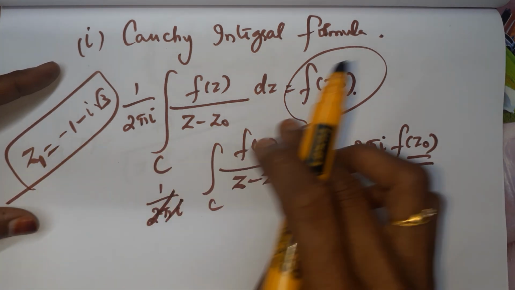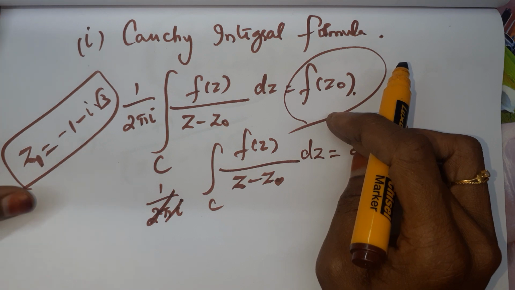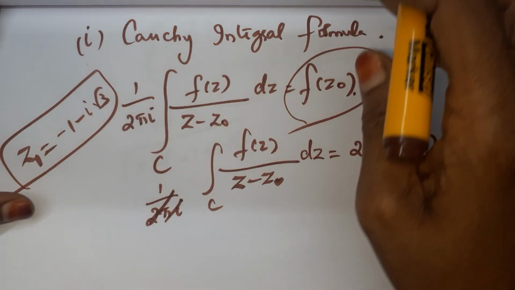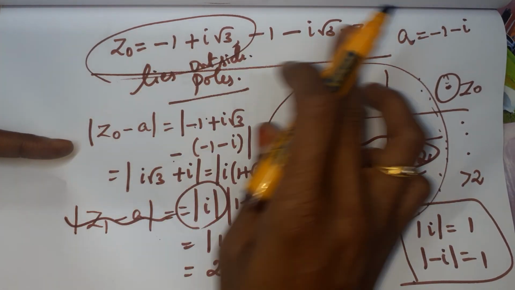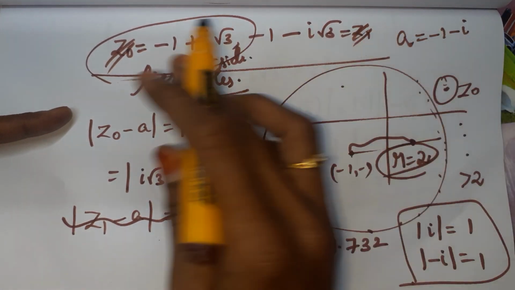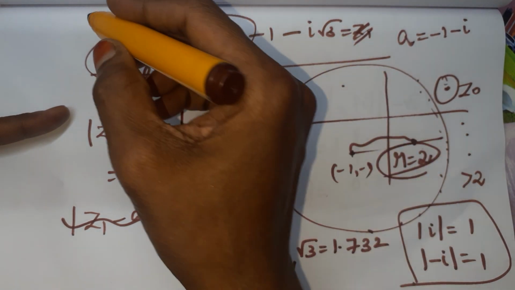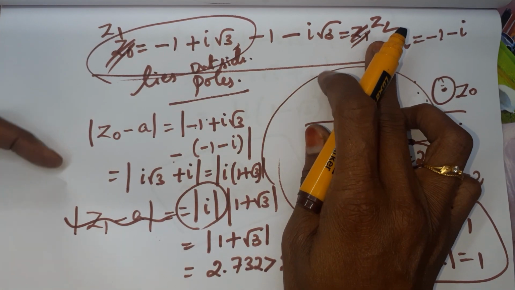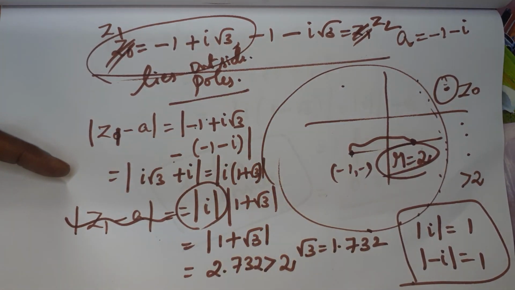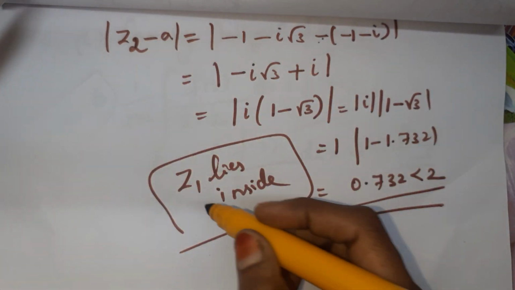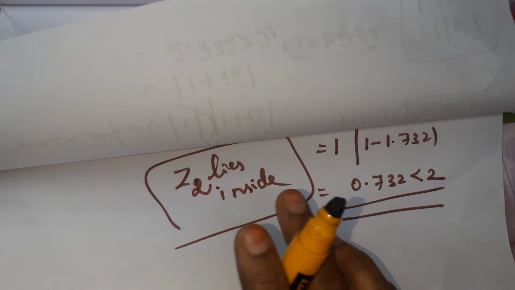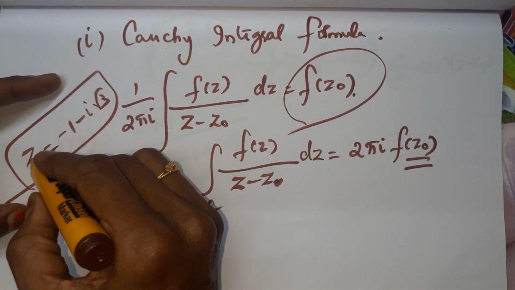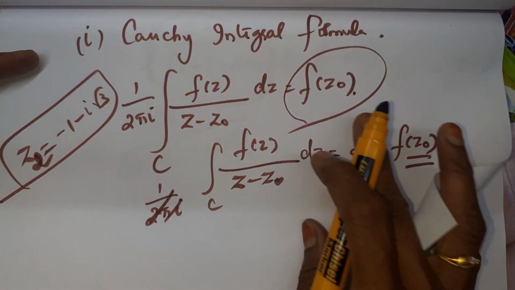Actually this is the Cauchy integral formula. Since we have already used z naught and z1 here, I will change this notation, because in the formula we should not use z naught or z1. Let these values be z1 and z2. So this is z1 and this is z2. So z2 only is lying inside. For this only we are going to calculate, and this is the formula.